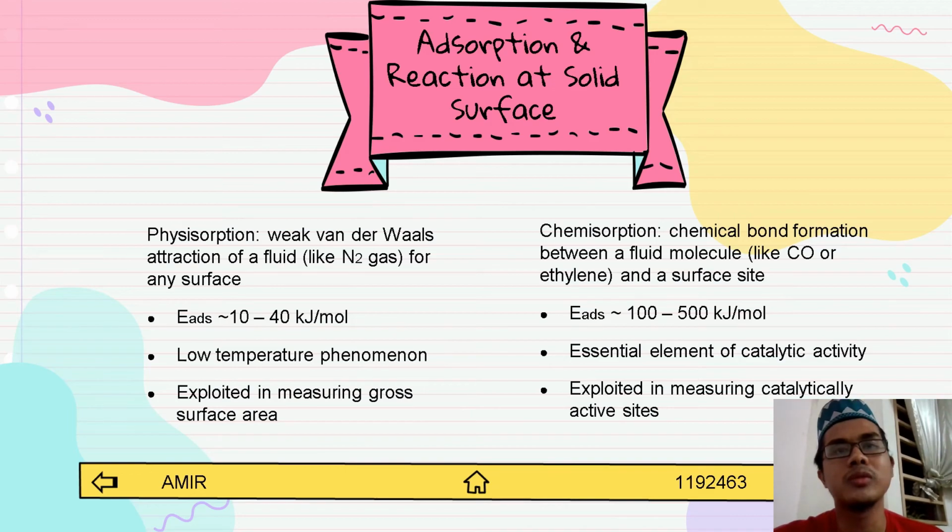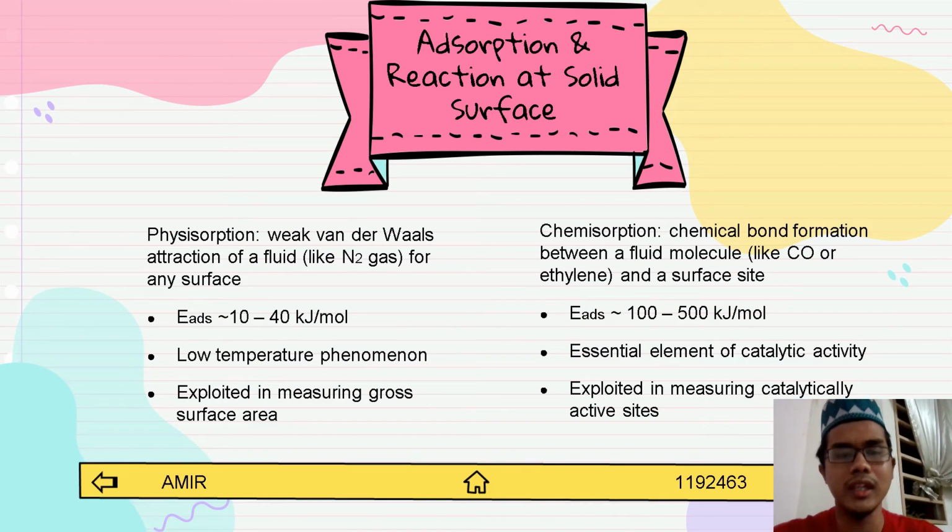So for chemisorption, gases are held to a solid surface by specific chemical force for certain surface and gas, usually occurring at higher temperature. It is lower compared to physisorption. Chemisorption is useful in measuring catalytically active sites.